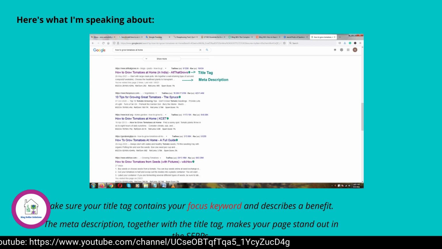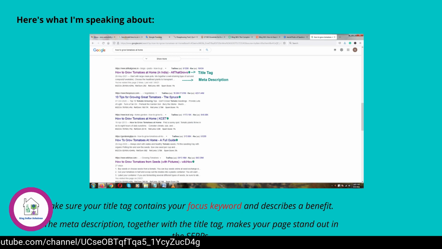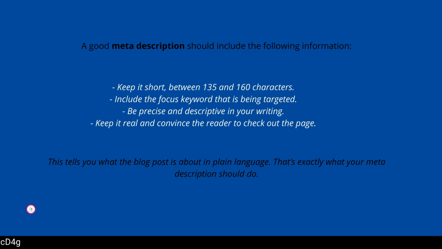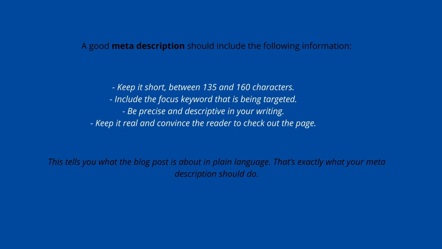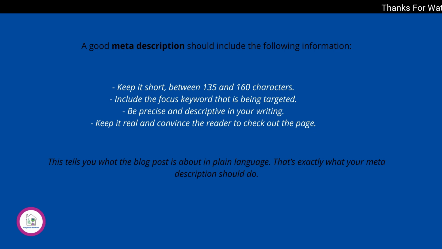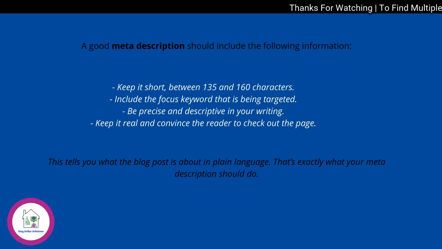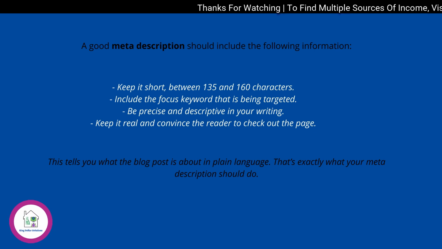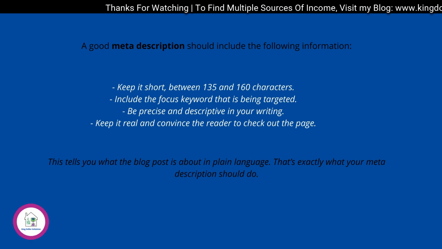The meta description, together with the title tag, makes your page stand out in the SERPs. A good meta description should include the following information. Keep it short, between 135 and 160 characters. Include the focus keyword that is being targeted. Be precise and descriptive in your writing. Keep it real and convince the reader to check out the page. This tells you what the blog post is about in plain language. That's exactly what your meta description should do.